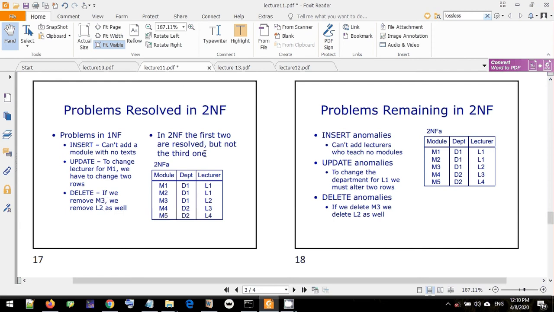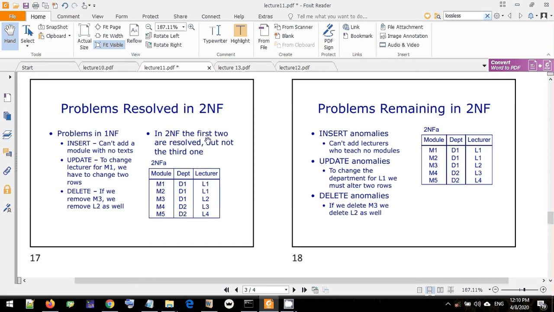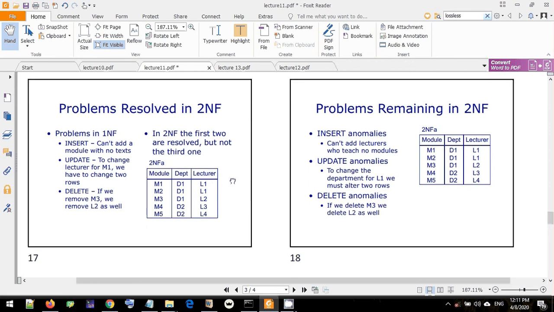Now we notice in the second normal form that the first two problems are resolved, because now we can actually add a module without adding text, because the text attribute is absent in the second normal form relation. And again, we can change M1 without modifying two rows, because we've combined the two rows to form just this single row. But the last problem is not solved, because if we remove M1, we are still going to remove L2, and that's one of the problems which is still remaining.